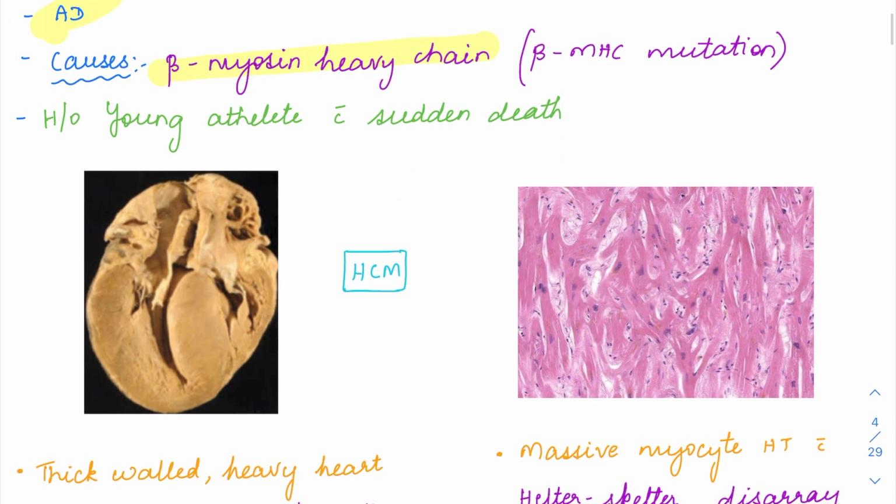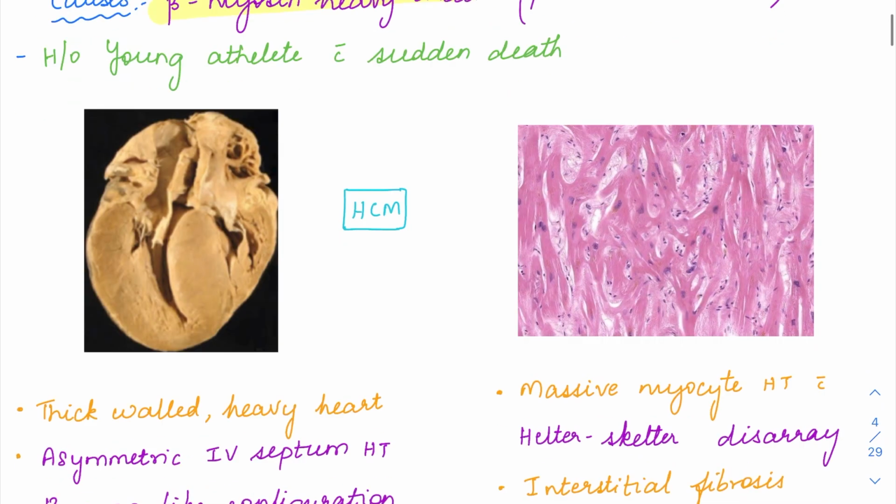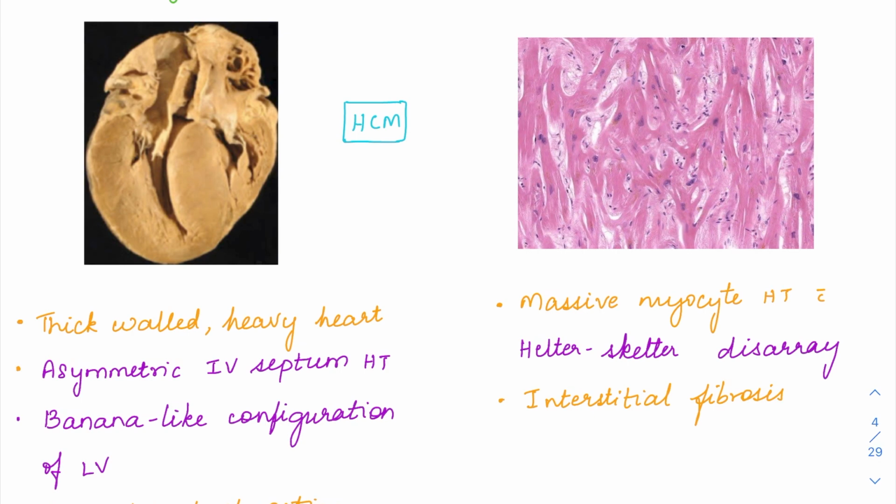The classical history given for a hypertrophic cardiomyopathy will be that of a young athlete, who will be playing basketball or something and suddenly collapses and perishes. This kind of history will be given for a hypertrophic cardiomyopathy. And what is the gross appearance of hypertrophic cardiomyopathy?